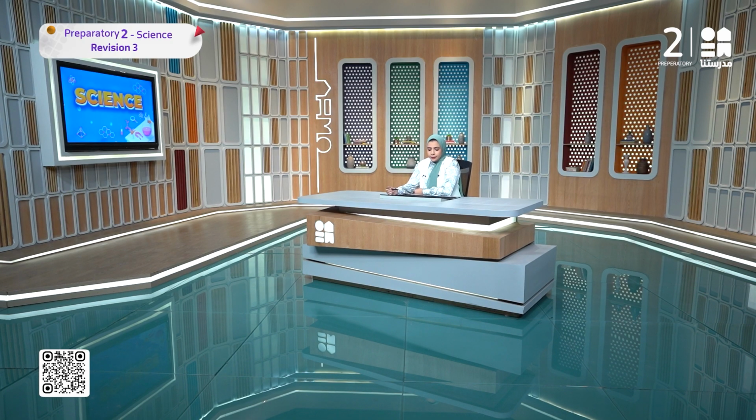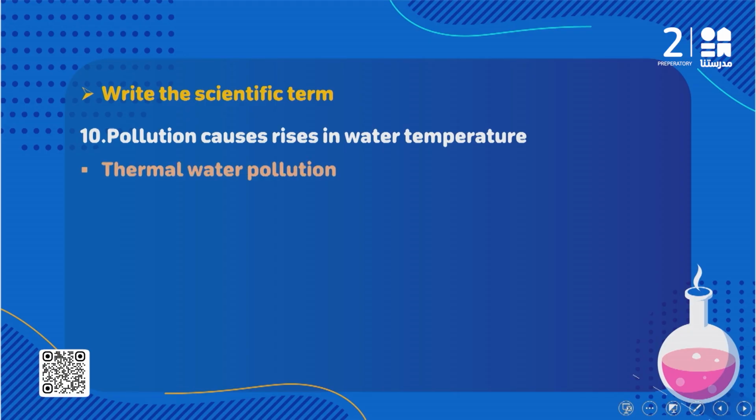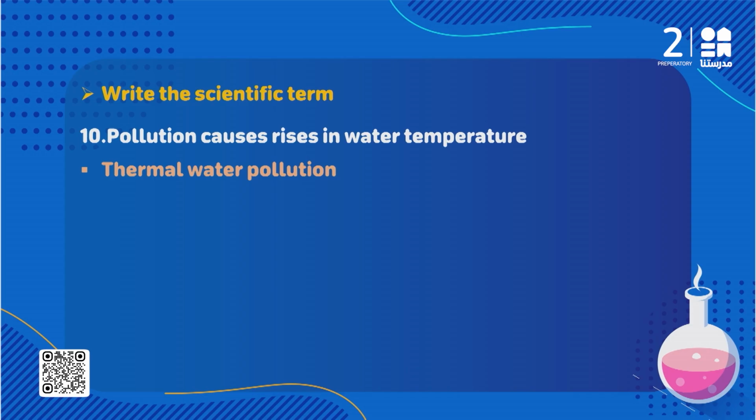Type number 10, pollution that causes rises in the water temperature. Do you remember the pollution that causes increase in the water temperature? It's called what? It's called thermal water pollution. We said that thermal water pollution happens due to the nuclear reactors when they use water of seas or oceans to cool the nuclear reactor, and the thermal water pollution here causes what?